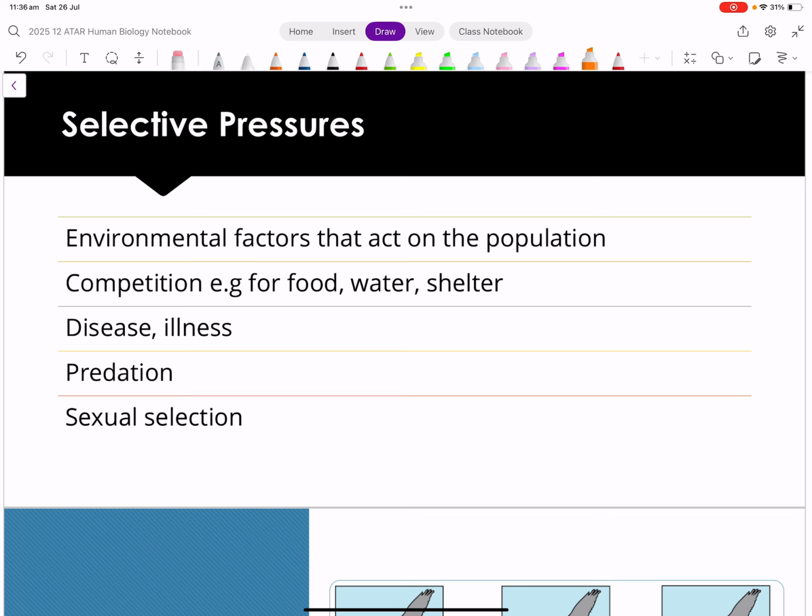Environmental factors can be simply changes to the environment itself and the composition of the environment. We can have competition, again, as we've said, for food, water and shelter. And the one that we haven't spoken about is sexual selection. This can be in some species, such as peacocks, for instance, where there is selection of mates depending on the tail feathers of the male.